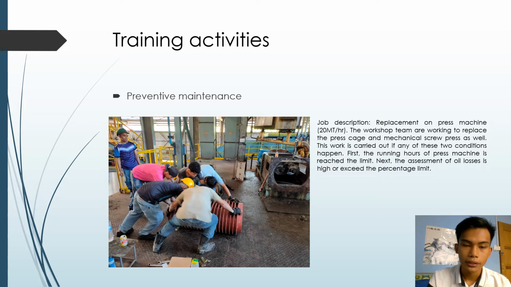So the training activities, first one is more to preventive maintenance. Based on this figure is the replacement work on the press machine. The workshop team are working to replace the press cage and mechanical screw press as well. This work is carried out if any of these two conditions happen. First, the running hours of the press machine has reached the limit. Next, the assessment of oil losses is high or exceeds the percentage limit. So this work is usually performed prior to the process start time.